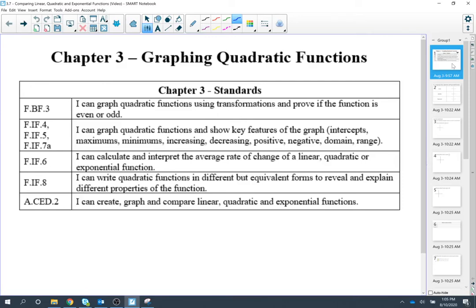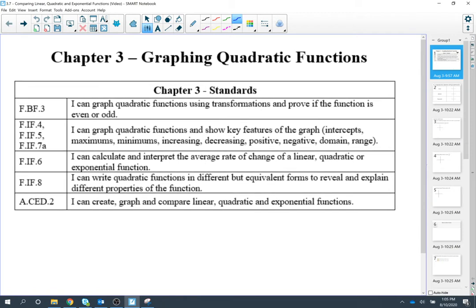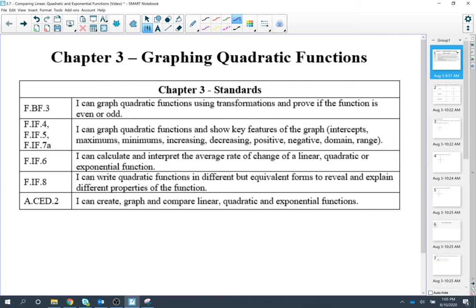Okay, everyone. Last but not least, in Chapter 3, we're going to do 3.7. We are skipping 3.6, so don't freak out and think you're missing something here. We saved that for later in the year, and we're moving on to 3.7. Now, 3.7, we have done all of our standards, and 3.7 is going to hit hard on the FIF.6, which is your average rate of change. And that is a review, but now we're going to compare it with linear, quadratic, and exponential functions.